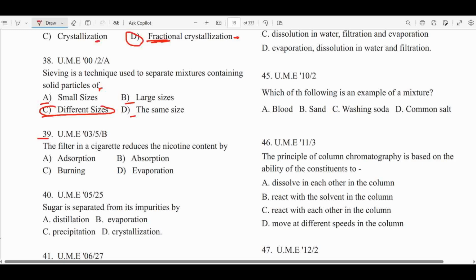Question 39. The filter in a cigarette reduces the nicotine content by what process? We have adsorption, absorption, burning, and evaporation. The answer to this question is A, and that will take a lot of explanation. The word adsorption is the addition of molecules, which could be molecules of gas, liquid, or dissolved solid, to a surface.